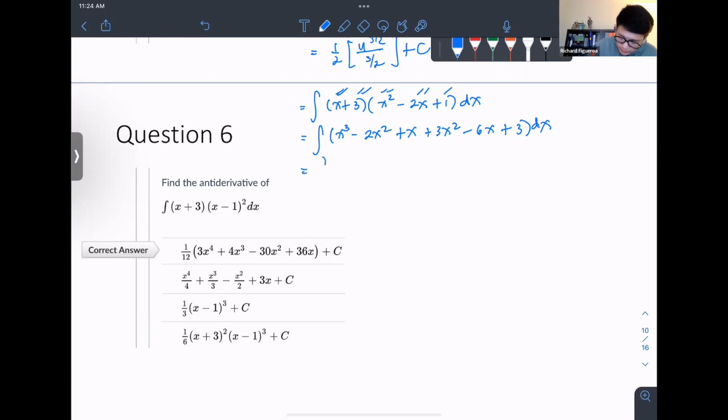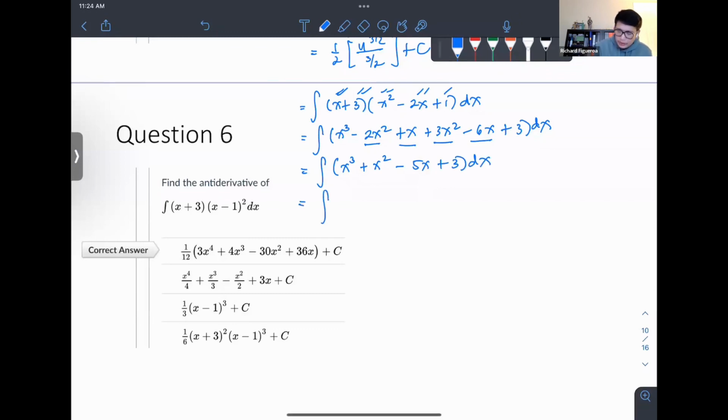Then we combine similar terms. So x cubed, only 1. Then we have negative 2x squared and positive 3x squared, so I'll have positive x squared. Then x minus 6x, I'll have minus 5x. And then plus 3 dx.